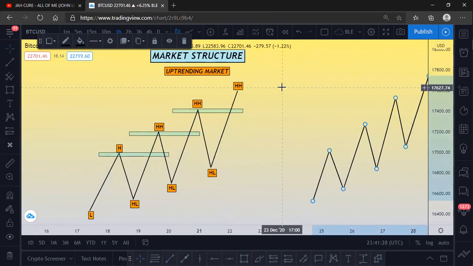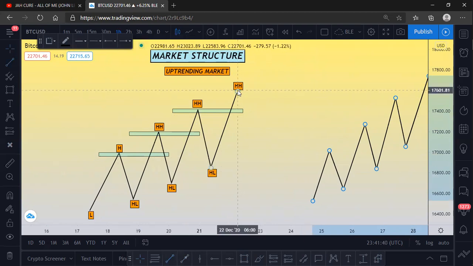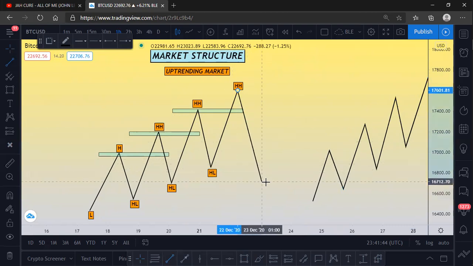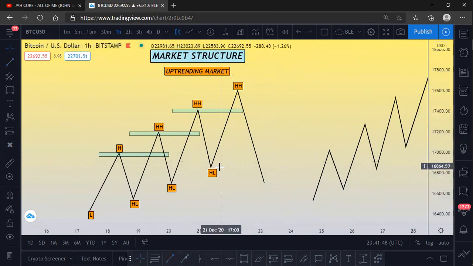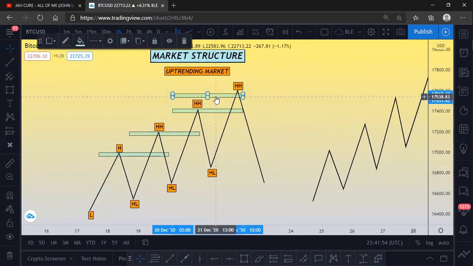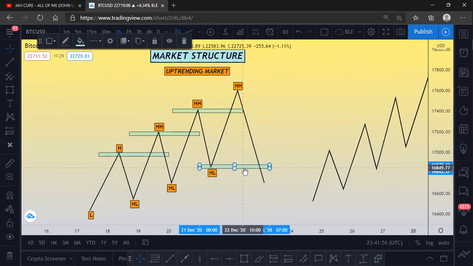So price in an uptrend should continue doing this. This is what we want to see in an uptrend. Just higher highs, higher lows, higher highs, higher lows. Okay. But then if we have something like this, price started coming back down and then closes somewhere around here, this is considered a break in what? A break in structure, because now price closed below the low.